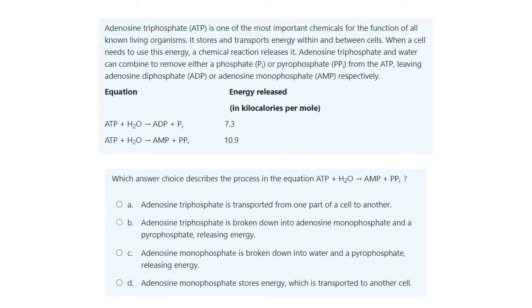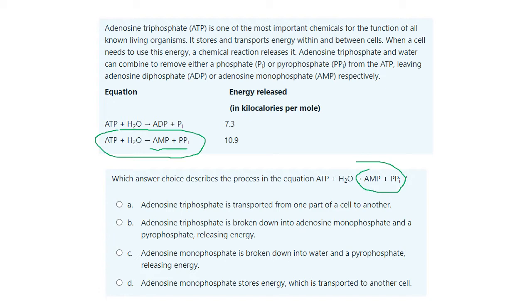Which answer choice describes the process in the equation ATP plus H2O goes to AMP plus PPi? So we're looking for PPi, ATP. We are looking at the second one, not the first one. We're looking at the second one. We match the AMP and the PPi, the AMP and the PPi. Well, let's look at the passage.